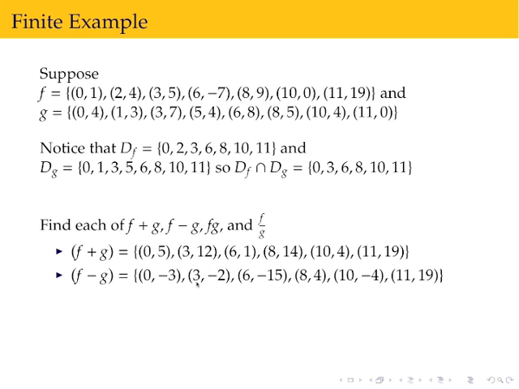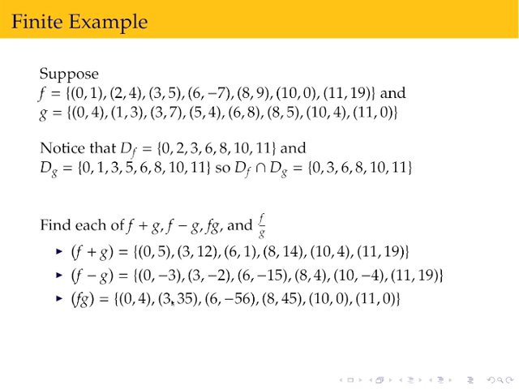My next x coordinate is 3. I look up here. I take 5 minus 7. That gives me negative 2. And you should be able to verify that the rest of these four points are created just the same way. Feel free to pause the video and do that. So our next operation is f times g.